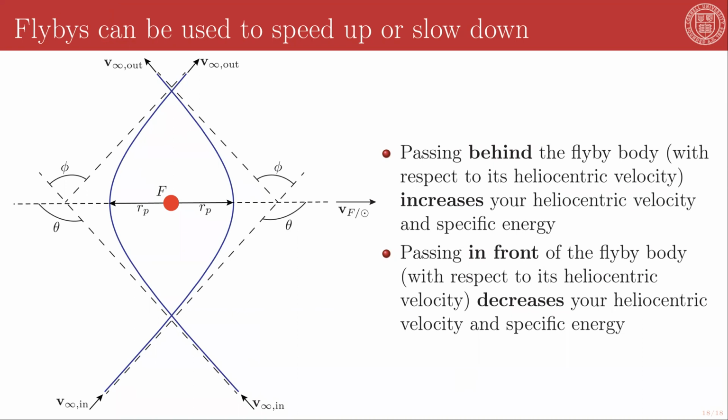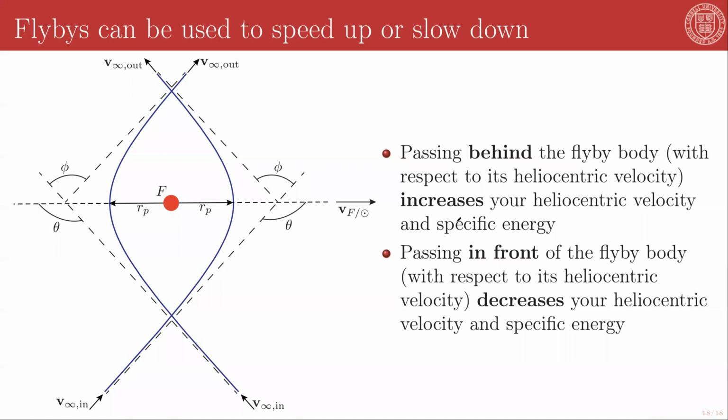As a final note, flybys can be used not only to increase the velocity of your spacecraft with respect to its original central body, for example, the sun, but also to decrease that velocity. And you can achieve either effect simply by choosing whether you fly in front of the planet or flyby object along its orbital path, or behind the planet or flyby object along its orbital path. If you're passing behind the flyby object, then it effectively drags you along with it, and so you will increase your heliocentric velocity. If you're passing in front of your flyby object, then it pulls you backwards, and so you are decreasing your heliocentric velocity and your specific energy.